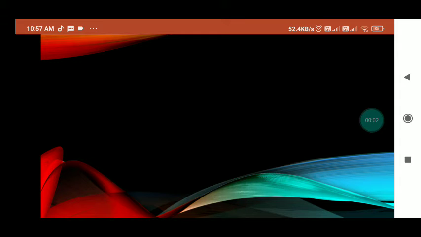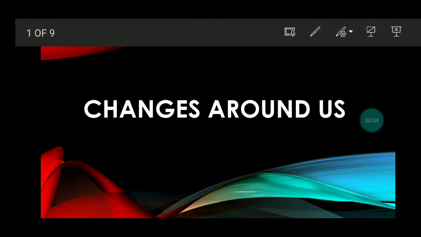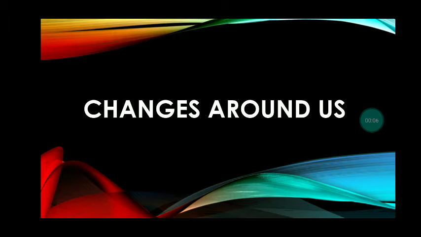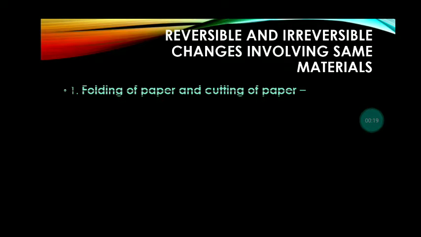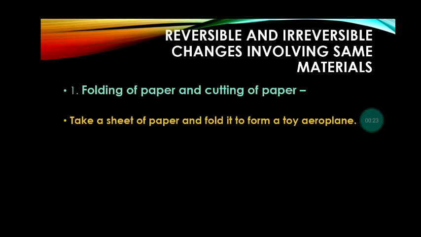We are going to study the same chapter, that is Changes Around Us, part 4, in which we will study how the same material or object can show reversible and irreversible changes. Let's take an example: folding of paper and cutting of paper. So how can we see that folding of paper or cutting of paper show reversible and irreversible changes?